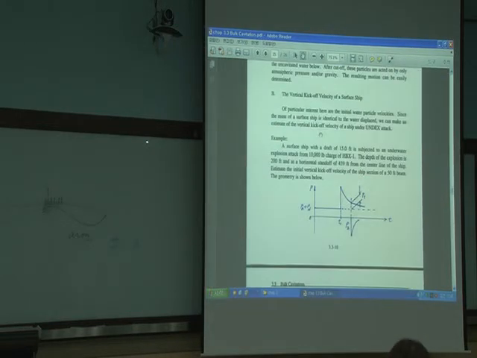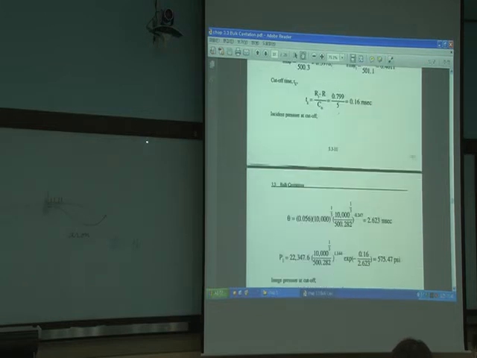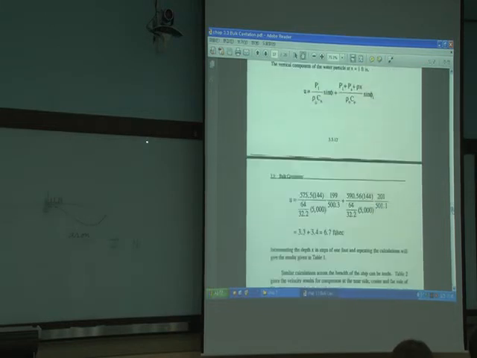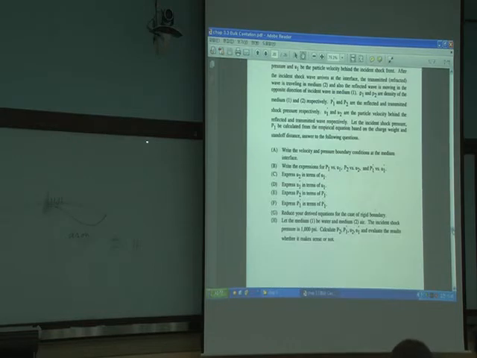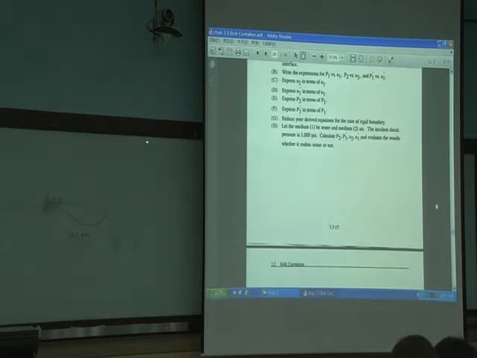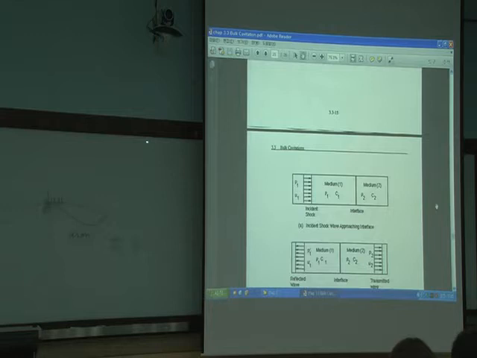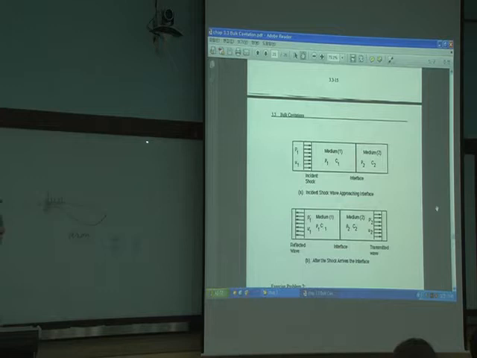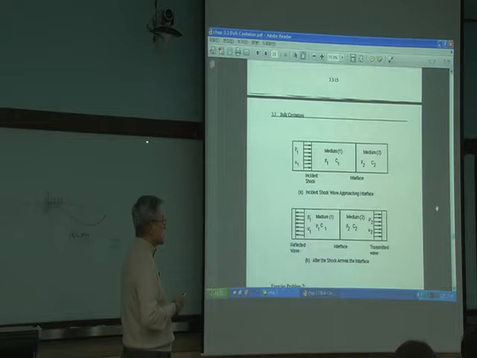Wait a minute. Not 3.3-8. So this is what the homework is. This point is 3.3-15, and here is the problem. You should be able to do this very easily, but if you don't follow, then it's a little bit hard, but eventually you should be able to do it.